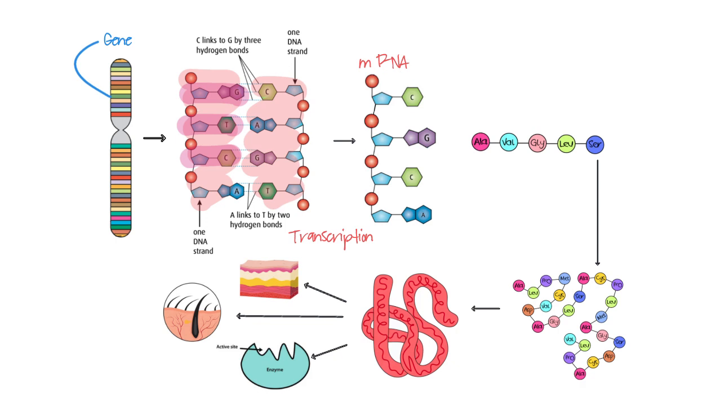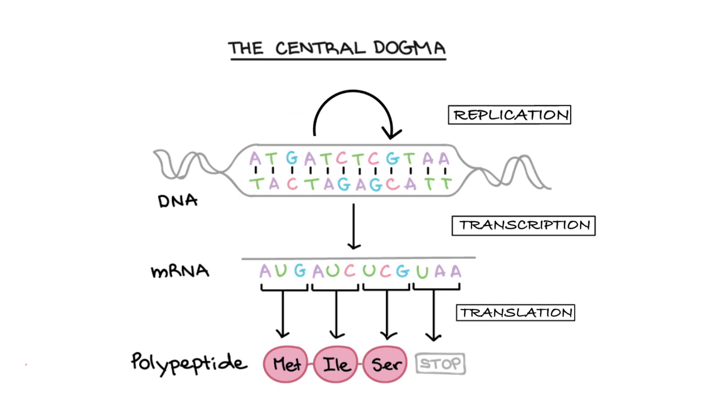From here, our cell will then use this mRNA as a template to put together amino acids in a particular sequence to form the polypeptide. This is called translation. You can think of it like the cell is translating this information from the language of nucleotides to the language of amino acids. This concept, which is that the flow of genetic information goes from DNA to mRNA to proteins, is called the central dogma.